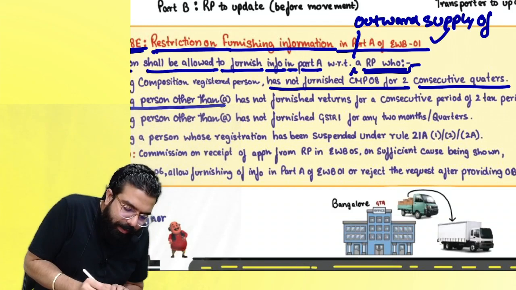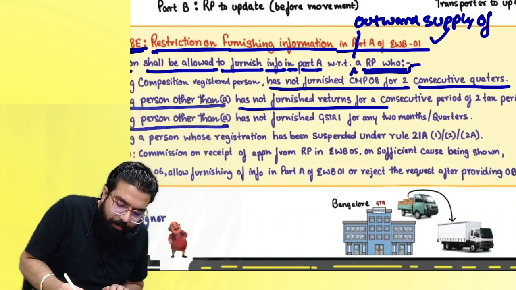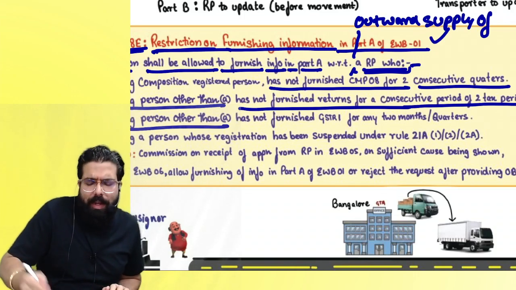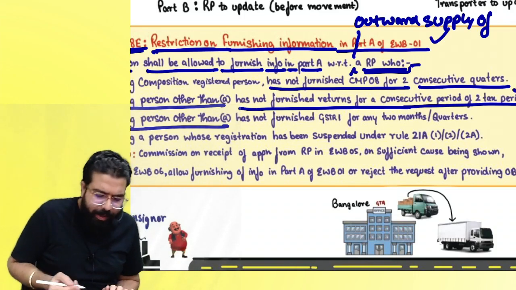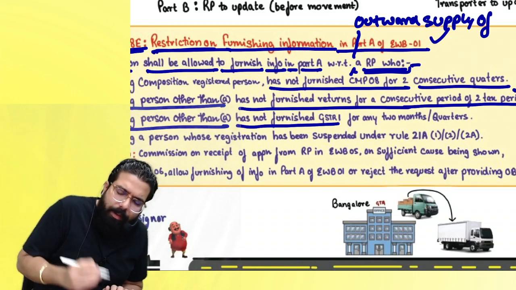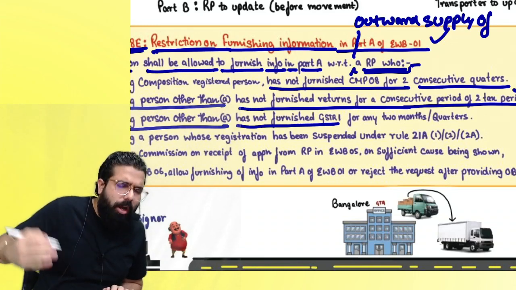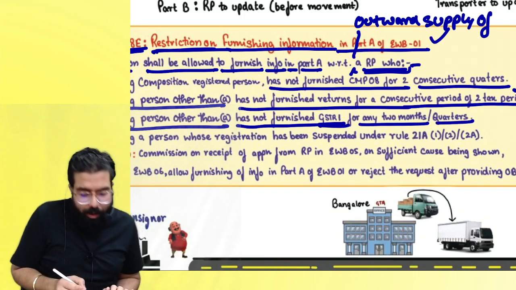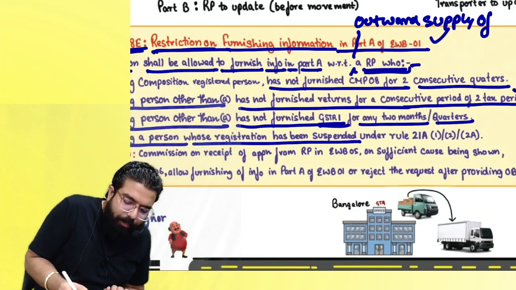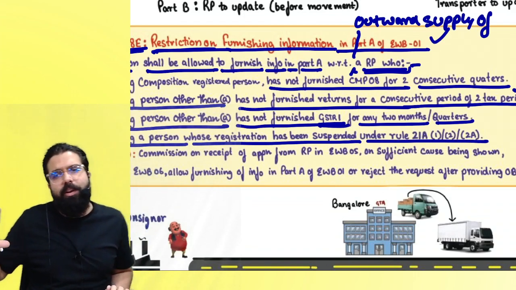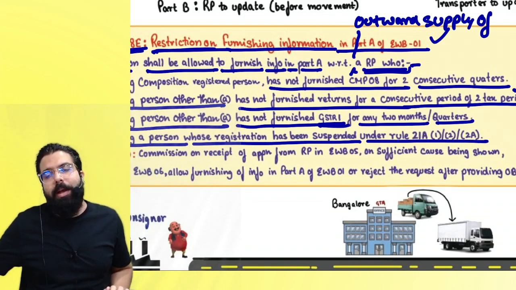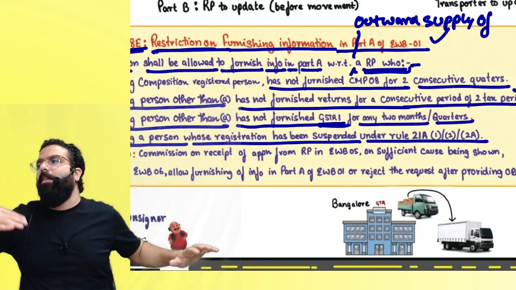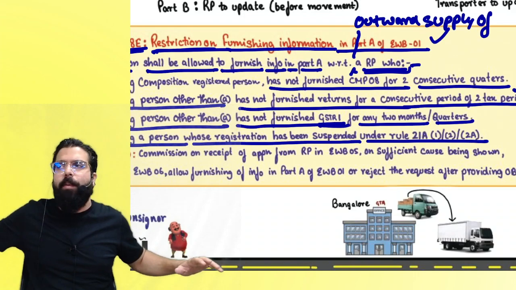If I am a person other than composition and I have not furnished my monthly return, which is basically GSTR-3B, for how many periods? 2 tax periods. If you are a normal person and you have not furnished GSTR-1 for any 2 months or 2 quarters, or you are a person whose registration has been suspended, during suspension you can't generate an e-way bill. Tell me one thing, for my outward supply I can't generate an e-way bill. For inward supply, if somebody is sending it to me, can an e-way bill be generated?